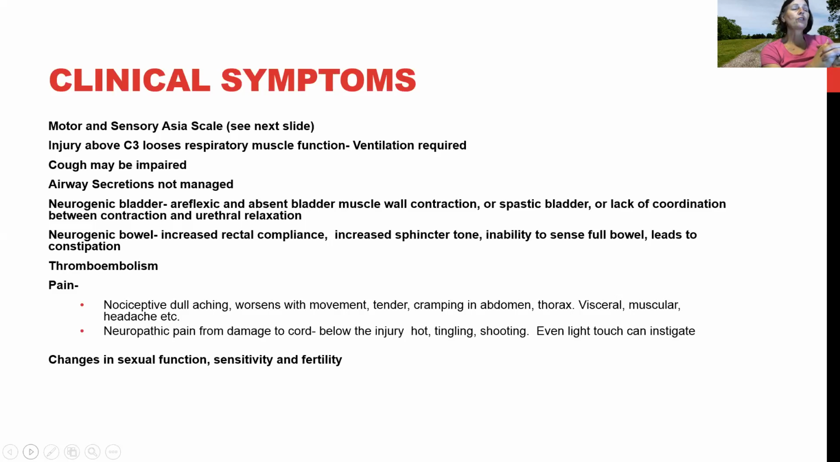Some patients continue to have pain. And remember, depending on the kind of cord syndrome, they may have pain below the level of injury or not. If it's nociceptive pain, it's dull, aching pain when they move, cramping in their abdomen. They might have deep visceral pain. They also can have neuropathic pain, which is pain that's directly from the damage to the cord, and that's shooting, tingling, sharp, burning pain. So neuropathic pain is kind of like the paresthesia, sharp, tingling, shooting pains.